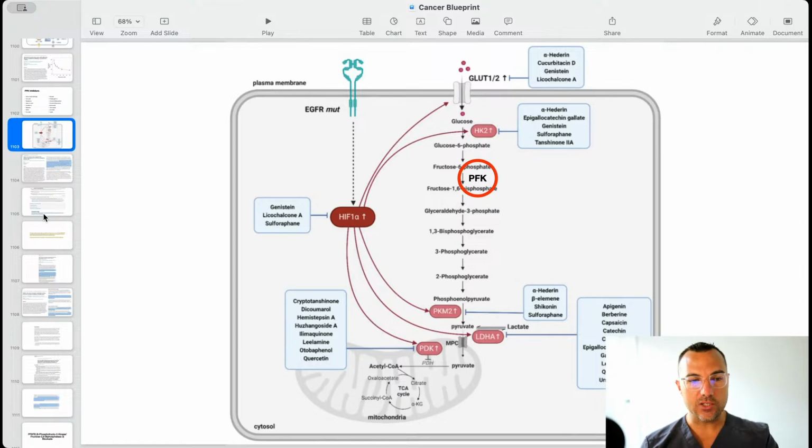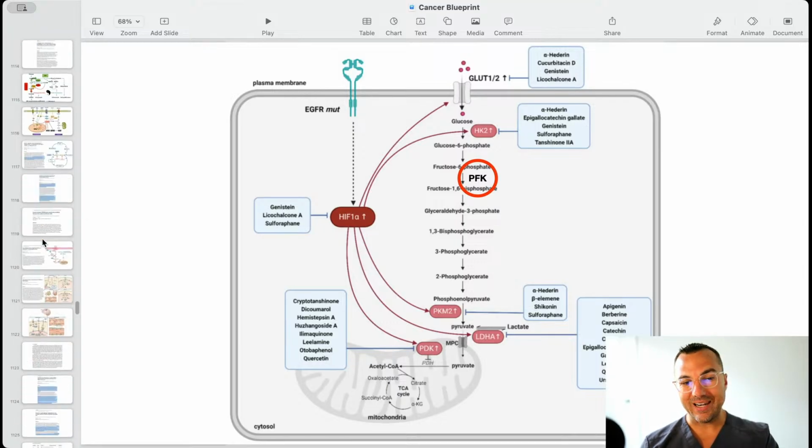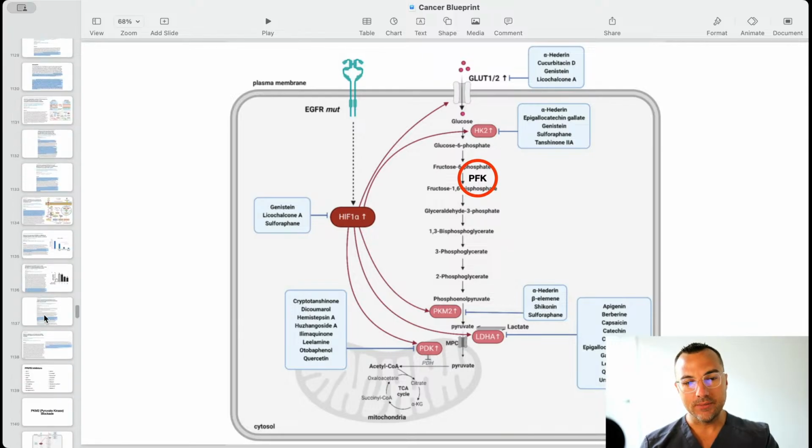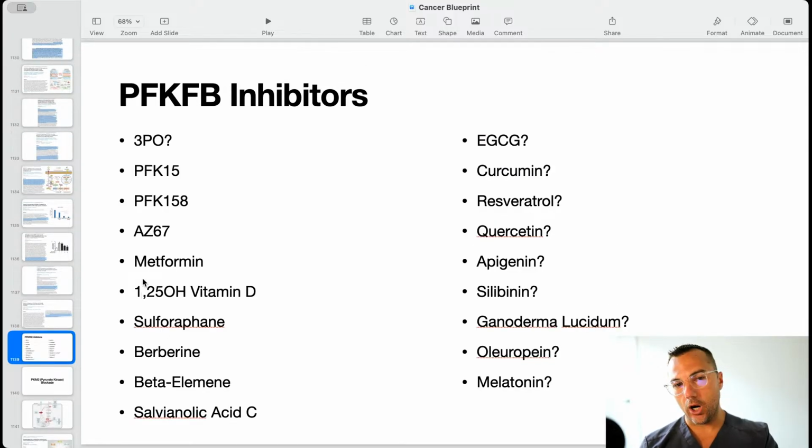Now, the question is, would you use a specific inhibitor for that? Well, the question is, do we have to, right? Because the bottom line is, you're probably already going to be on vitamin D and metformin and maybe berberine and, I don't know, quercetin and some of these other things already as part of your strategy. And therefore, you're already having influence over that. Would you add in a specific PFK158 or PFK15 inhibitor? I don't know. I think it's too early to say.